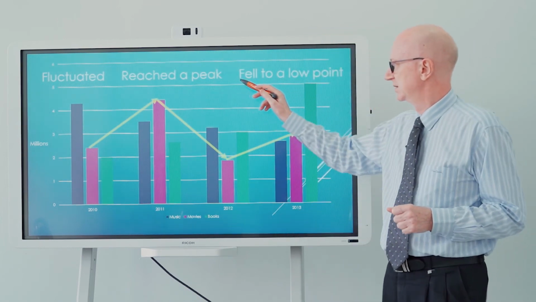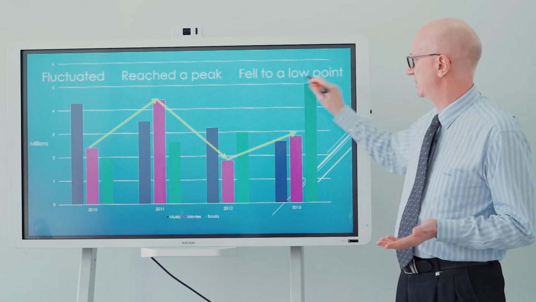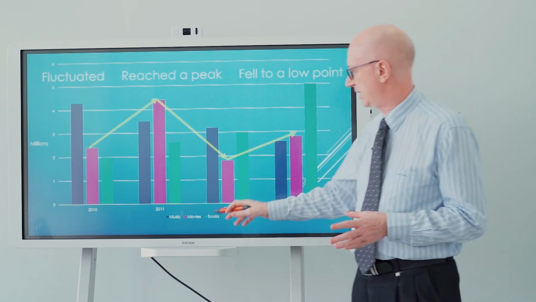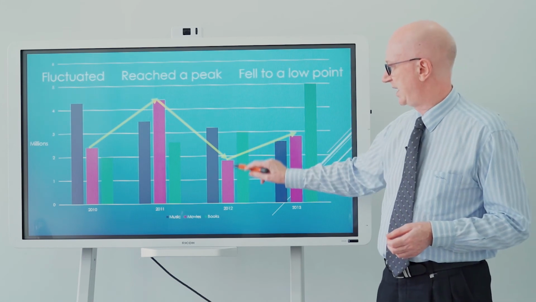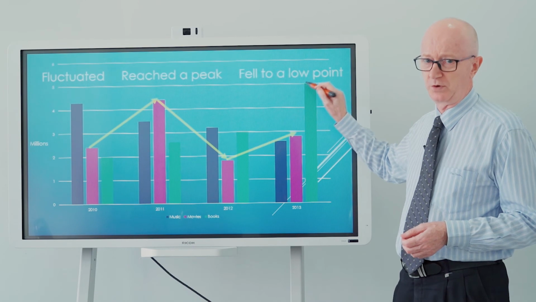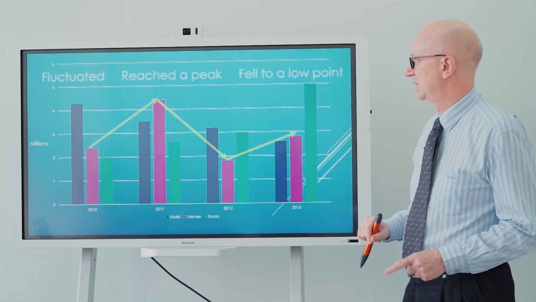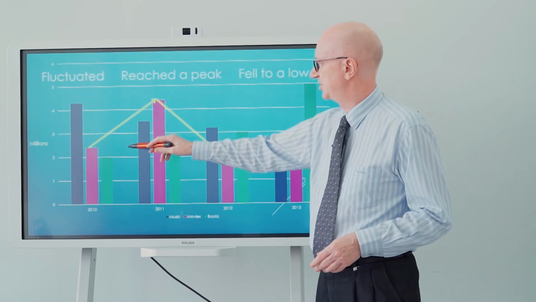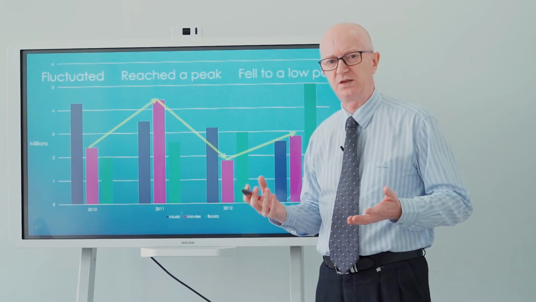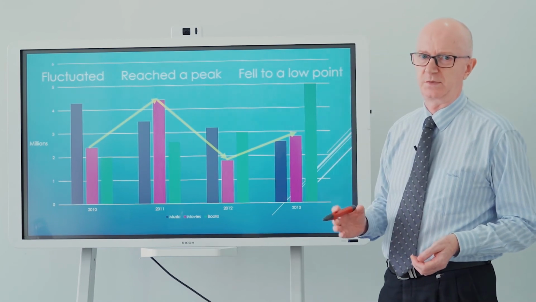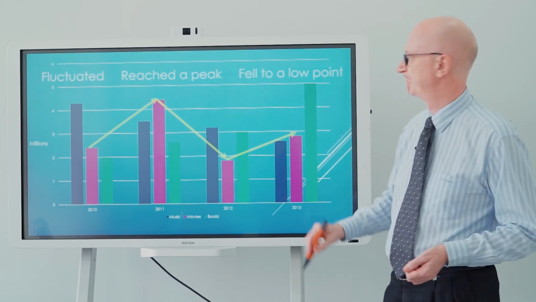At the other end, looking at 2012, we can use another term, fell to a low point. Looking purely at movies, we can see in 2012, sales of movies fell to a low point before going back up again in 2013. So when you see changeable data, up and down like a mountain range, fluctuated. The sales fluctuated between 2010 and 2013.